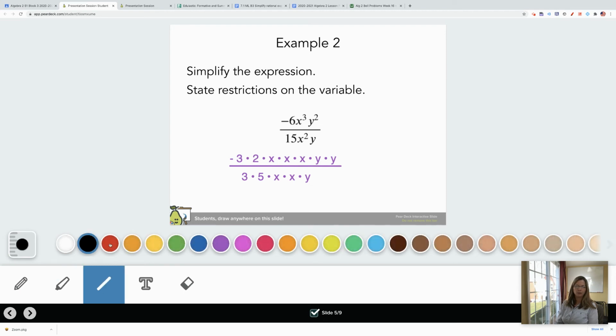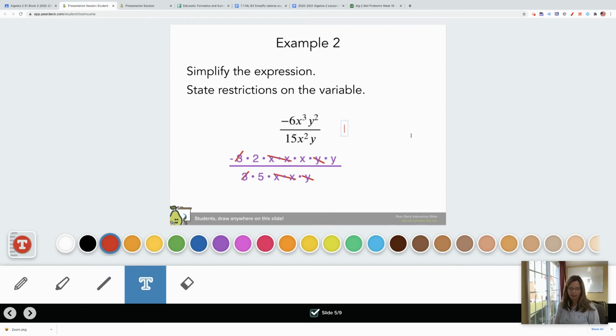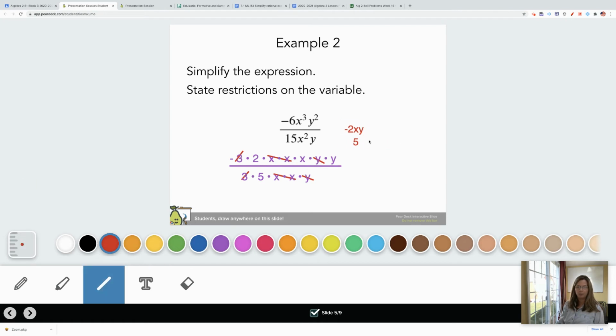Now I'm going to get a line tool, and I'm going to be crossing out things that I can. I'm going to be canceling out a 3 from both the numerator and denominator. There are 2 x terms that I can cancel out, and there is a y term that I can cancel out. And now I can write my simplified form. Let me look at my numerator. I have negative 2x y in my numerator over 5. That's what I have as my simplified fraction. I will put my line down so that we know that this is a fraction.